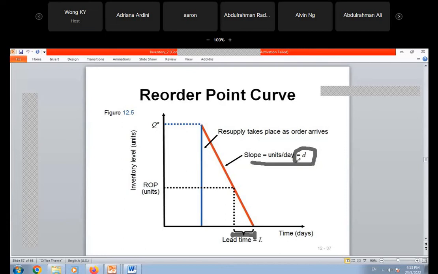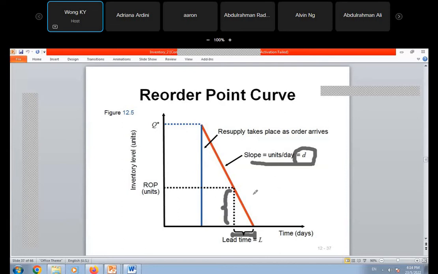Okay, demand rate is actually usage rate. Usage rate is actually demand rate, because if we demand the inventory, if we need the inventory, it means that we have to use it. So whenever a textbook says demand rate, it's basically usage rate. So the usage rate or demand rate is D. If we use the slope D times L here, we'll get this value. As simple as that.